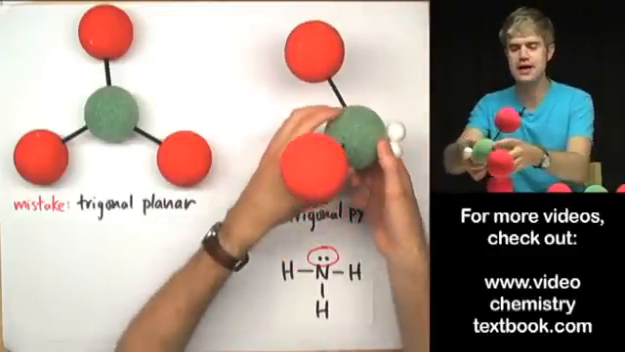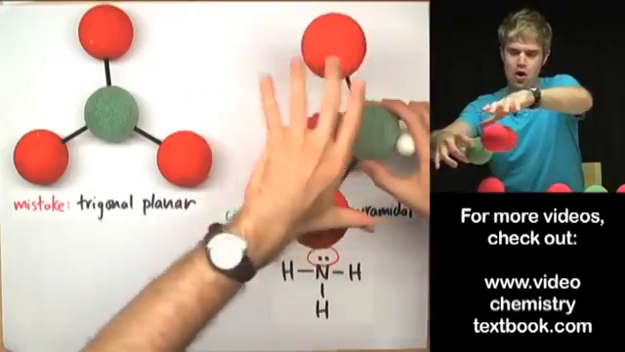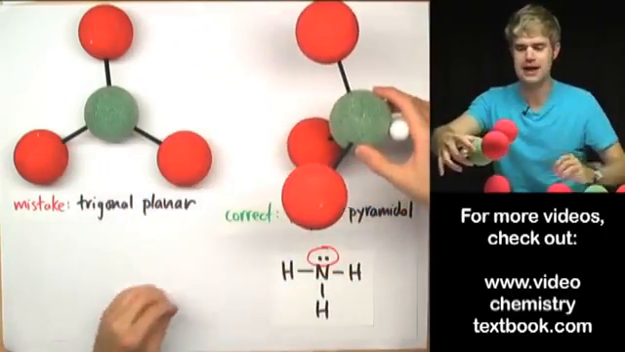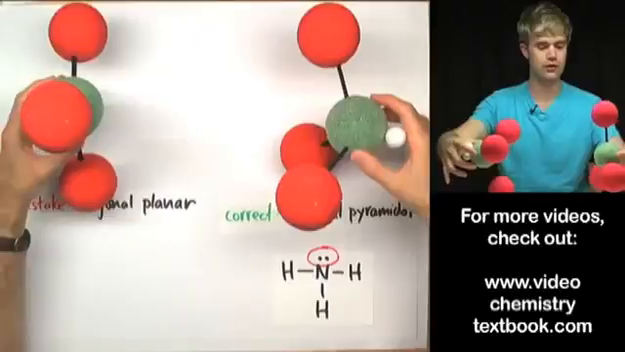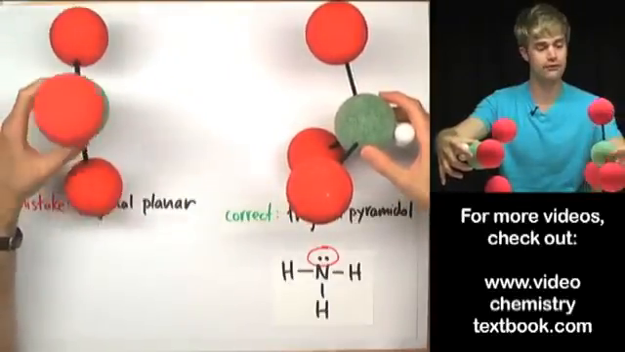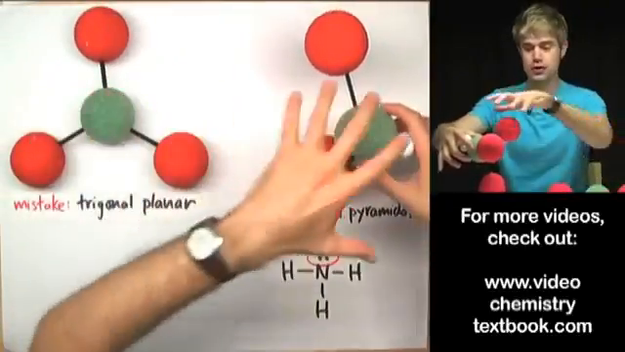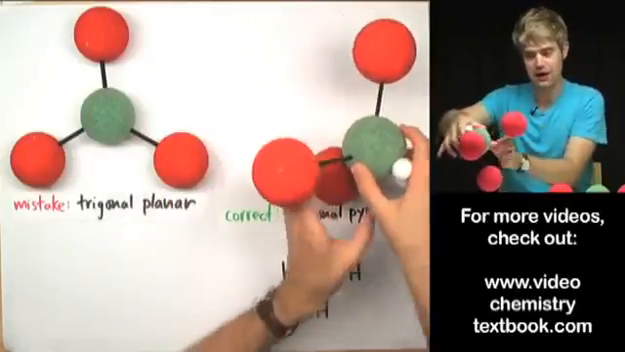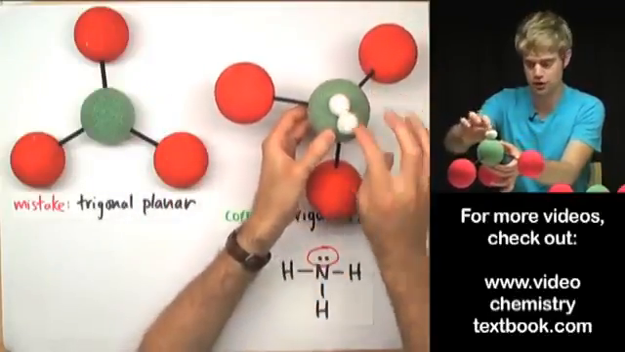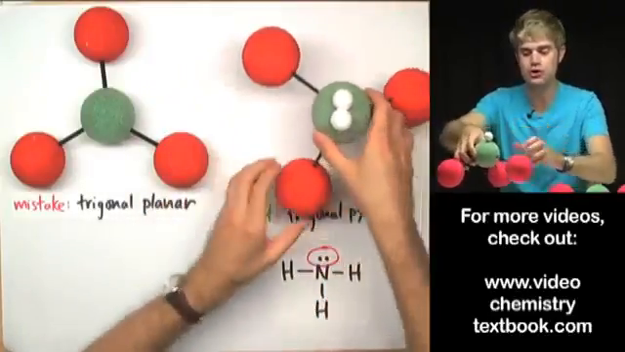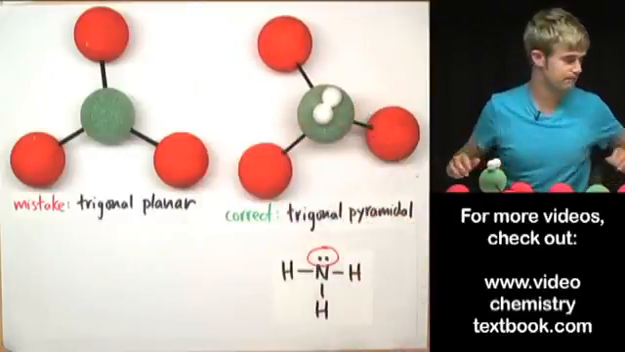You can particularly see that if I hold it on its side. You can see that all of the atoms are bent down in this direction, and that's very different from the trigonal planar where they're all flat on this plane. Trigonal pyramidal is bent down because this unshared electron pair up here is pushing these atoms down.